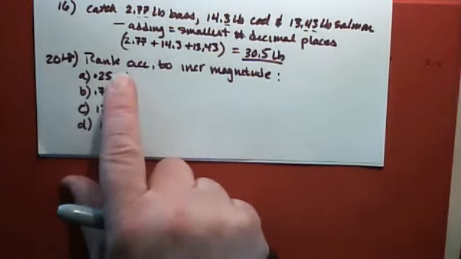All right, that was number 20. 22. So you got a car that's traveling at 68 miles per hour. And they want to know what that is in kilometers per hour.